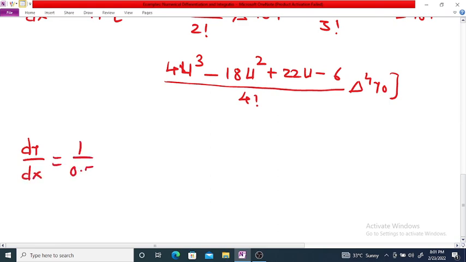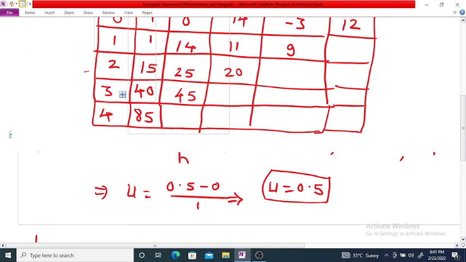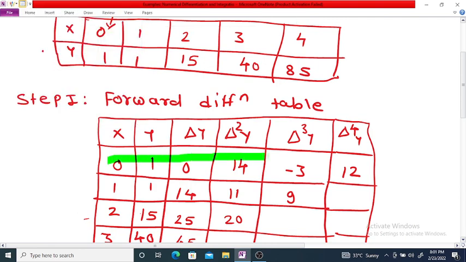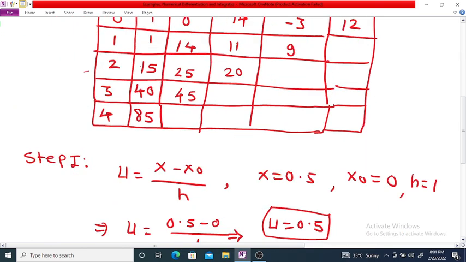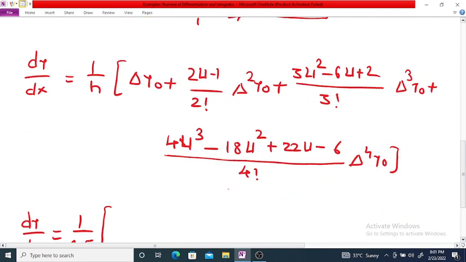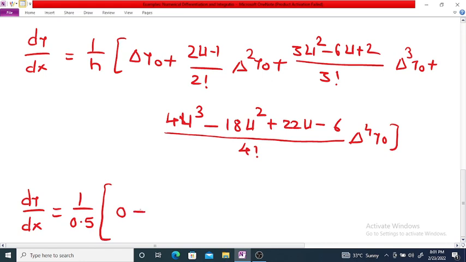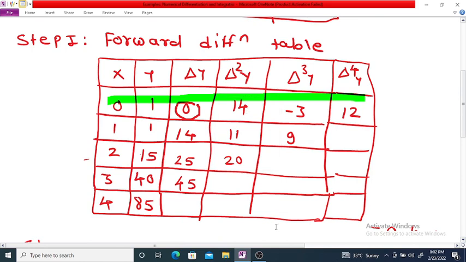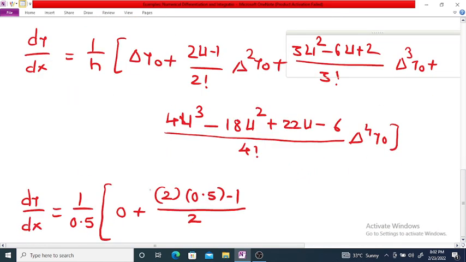That is 1 divided by 0.5 inside the bracket, delta y0. So what is delta y0? Here we are going to use this row. This is y0, delta y0, delta square y0 and so on. So delta y0 is equal to 0. So delta y0 is 0 plus 2 times 0.5 minus 1 divided by 2 factorial into delta square y0, which is 14.